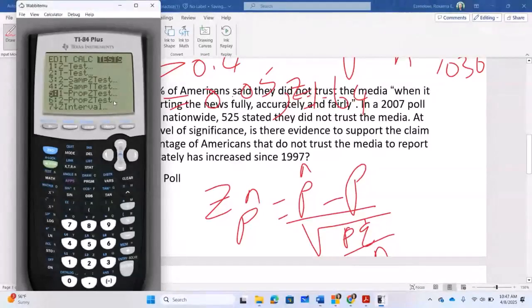Both conditions are met. Sample size is less than 5%. I didn't test it, but I know that 1,000 is less than 5% of the population of America. I know that. And then npq must be greater than 10. When you come to test, you select one prop Z test. So I'm going to select.